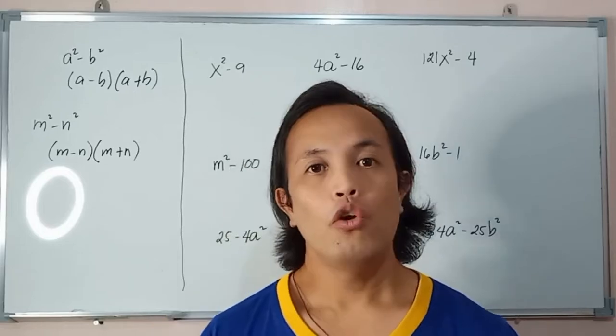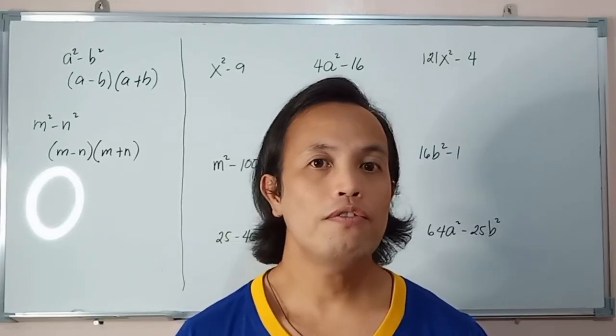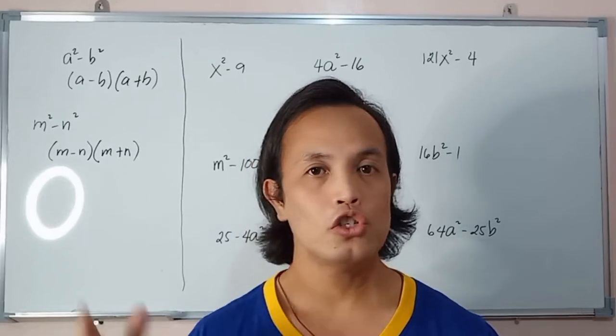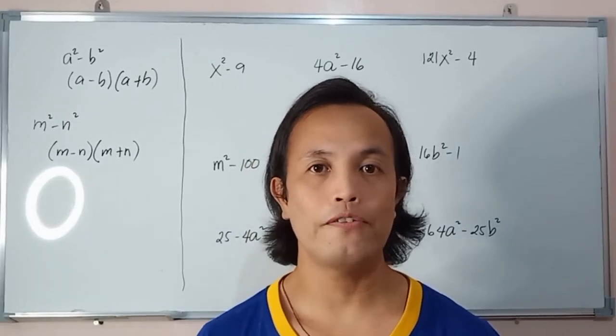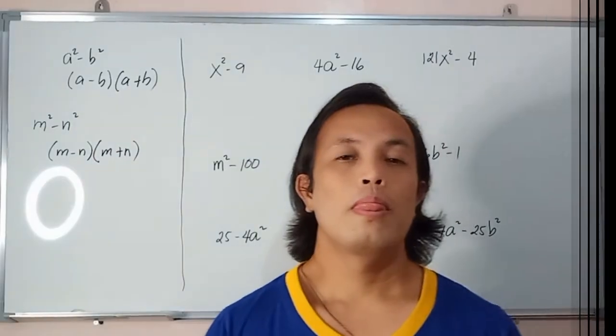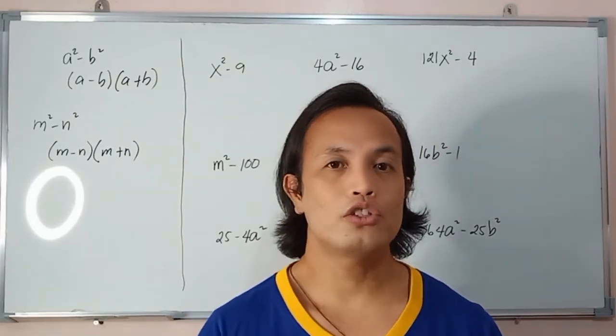In this topic, we should be very familiar with the different numbers which are considered perfect square numbers. I have here some examples of perfect square numbers. Okay, so let's proceed now to our examples.